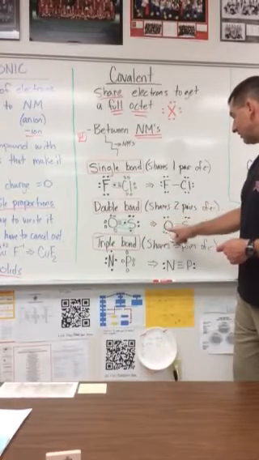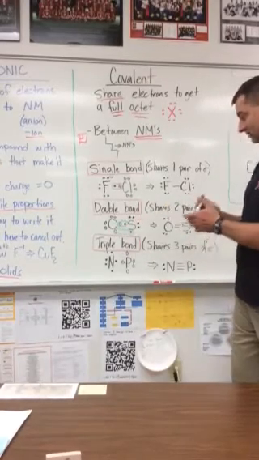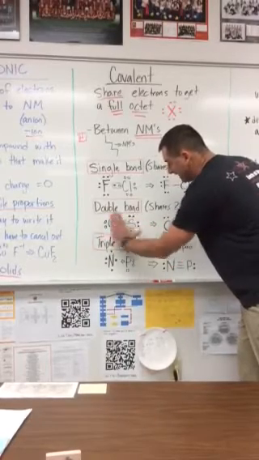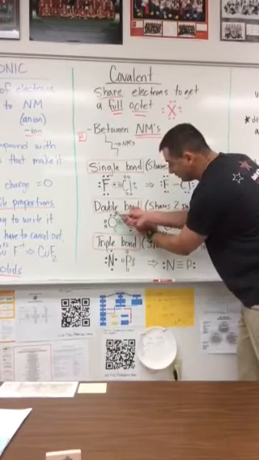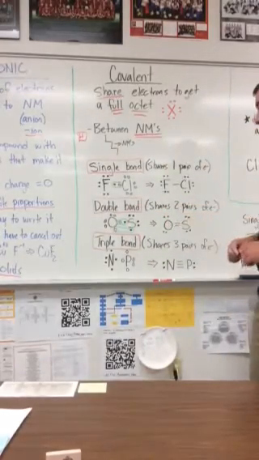So if you look here, oxygen has 6 valence electrons. Sulfur has 6 valence electrons. If it shares 2 pairs, now it has 2, 4, 6, 8. And oxygen has 2, 4, 6, 8. So it's sharing 2 pairs of electrons to get a full octet.